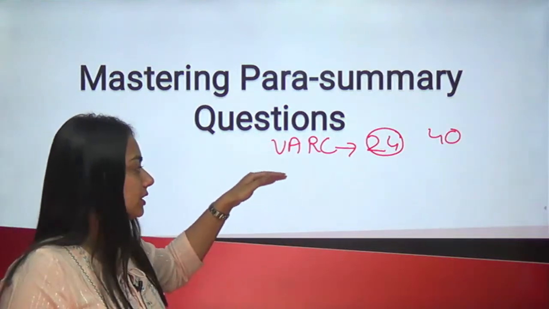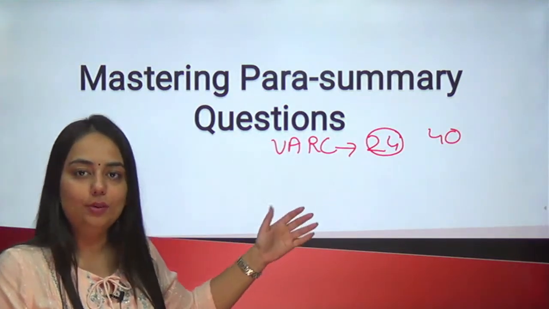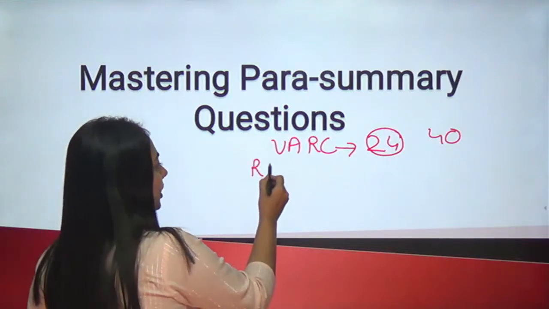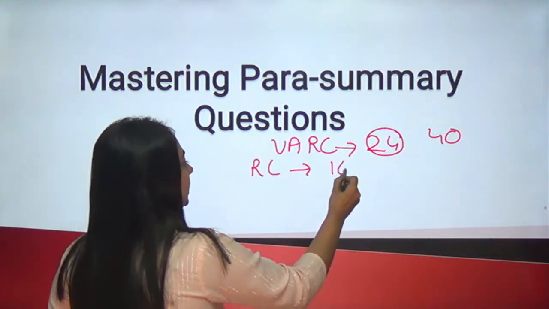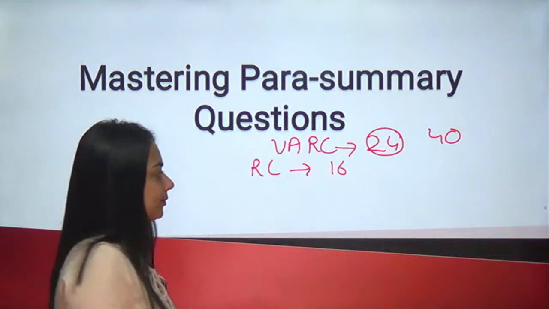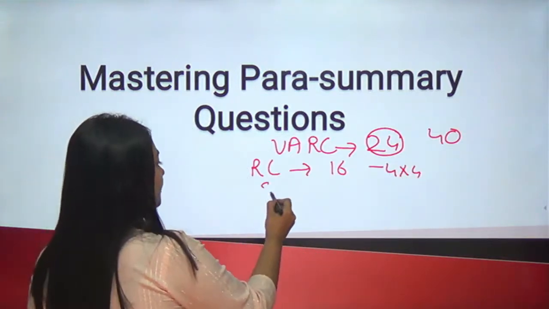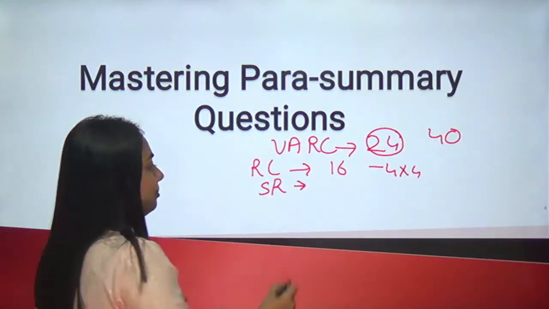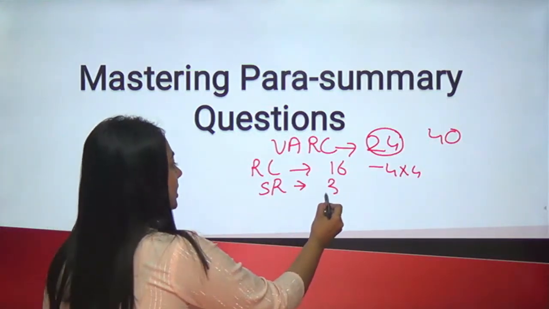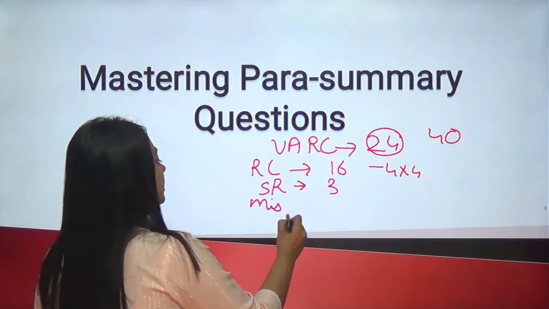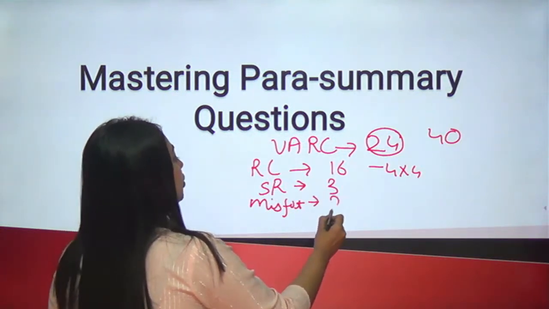If we further see the areas that you see questions from in this section, the first one, as you know, is RC. You will get 16 questions from RC, 4 passages, 4 questions each. Of sentence rearrangement or para-jumble questions, you will get 3 questions. From misfit, you get 2 questions.